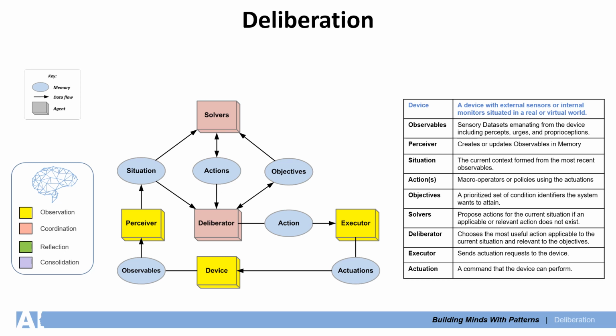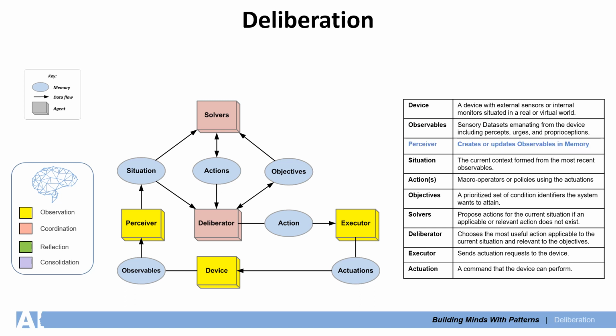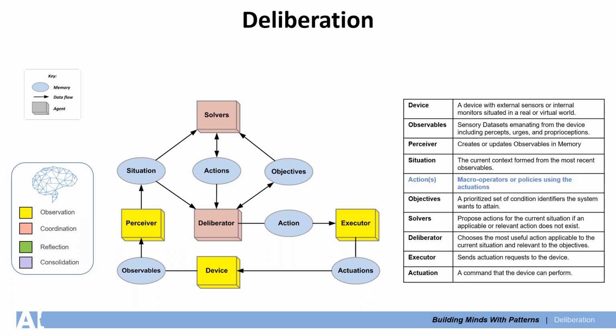The device with external sensors and internal monitors are situated in a real or virtual world. The observables contain percepts, urges, which are homeostatic deltas, and proprioceptions, which are the results of actuation attempts. The perceiver component updates the observables in memory. Using the most recent observables, the perceiver forms a current context or current situation in memory.